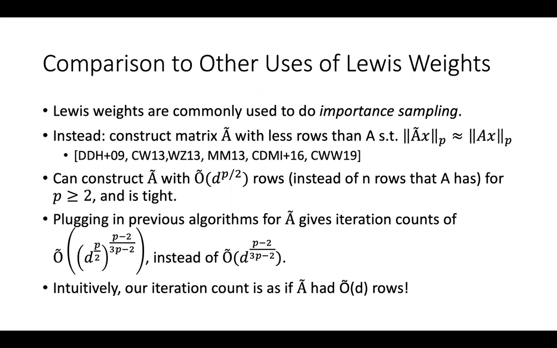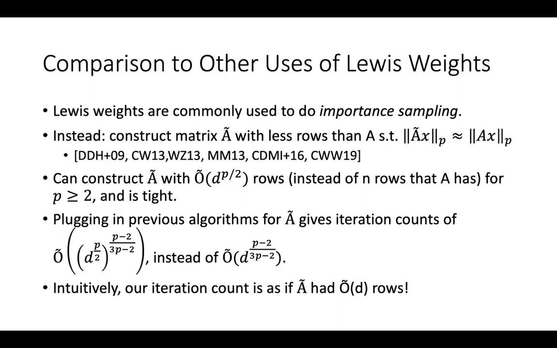So let's imagine that our algorithm instead constructs such a matrix A tilde and then runs the previous algorithms on this A tilde, which is an approximator. So the number of iterations would then be D to the P over 2 raised to the (P minus 2) over (3P minus 2), which is much larger than just a single D raised to (P minus 2) over (3P minus 2), because P can go all the way up to polylog or something like that. So this number of iterations is much, much larger.